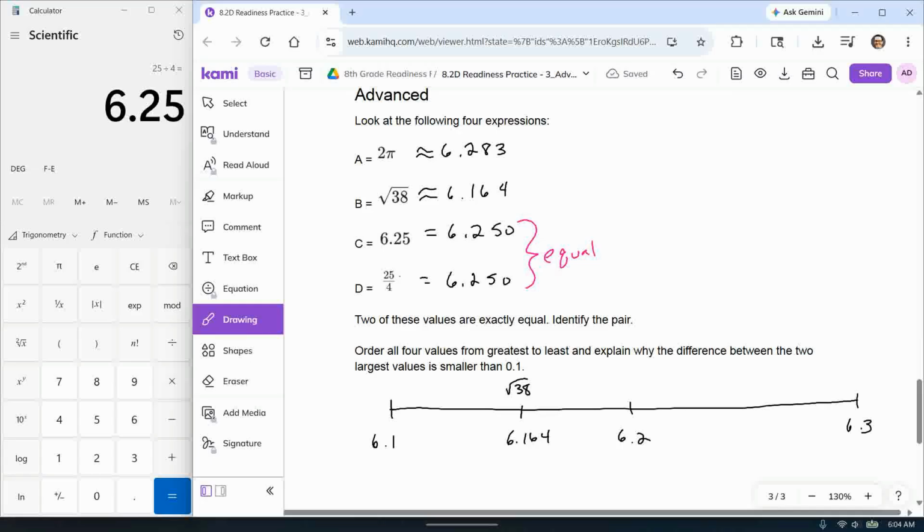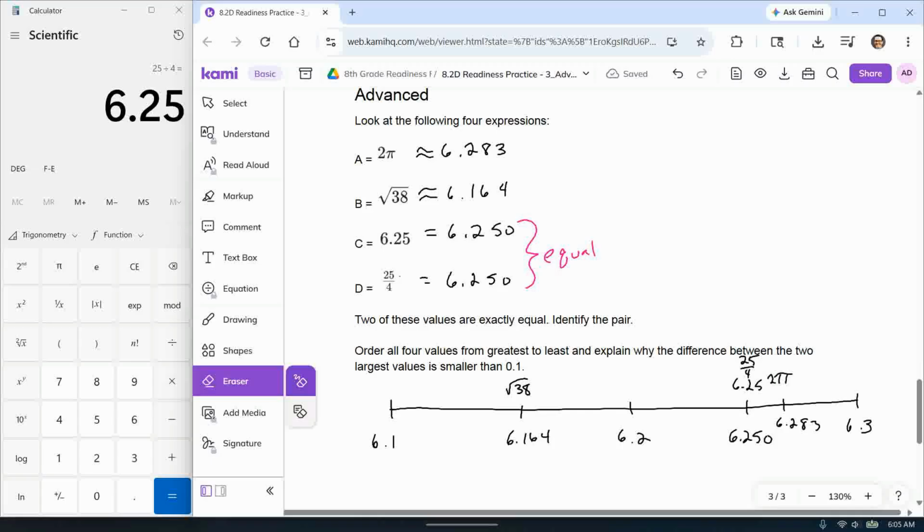We have 6.25. Now, this is where we need to say 6.250. I'm going to put two values here, right? 6.25 and then 25 over 4. They occupy the same space because they're the same distance from 0. And then I've got my 6.28, which is a little bit bigger. 6.283, and that is my 2 pi.